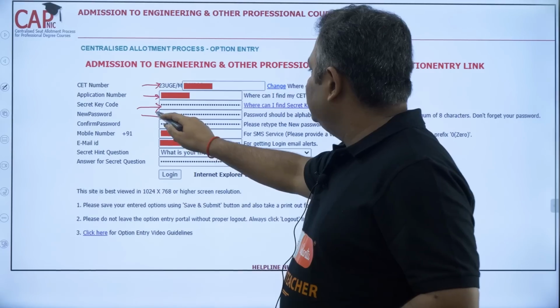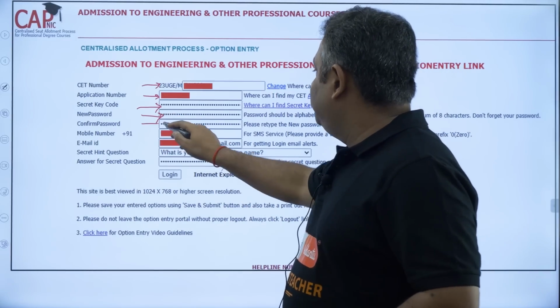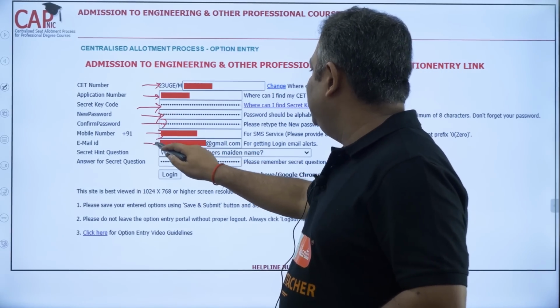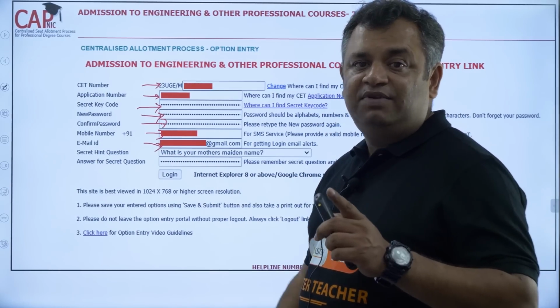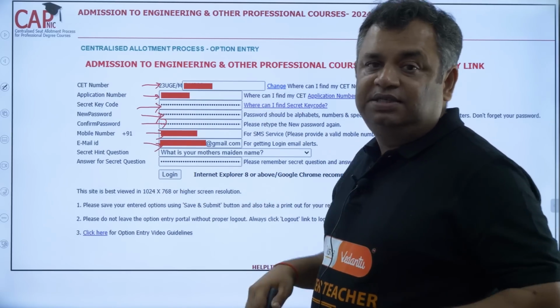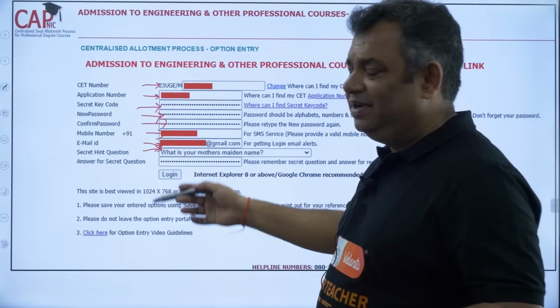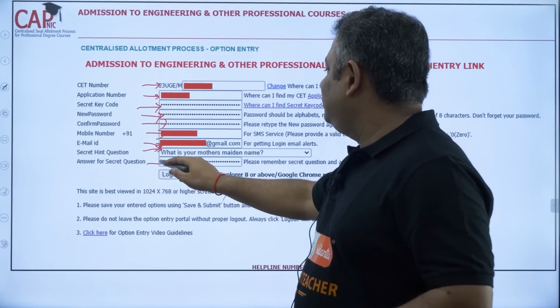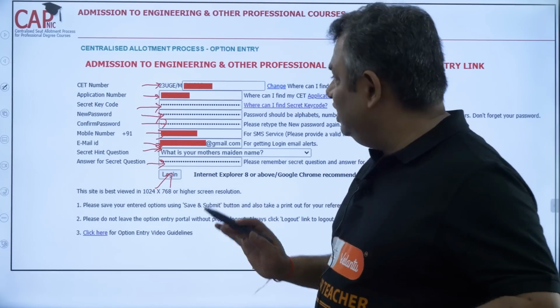Then you put a new password, the password with which you would like to operate this account. Reconfirm the password, put the mobile number and email ID, only the mobile number and email ID which you have, and which is going to work till the end of the allotment. Then a secret hint question, like when you open an email account, you have a hint question, and the answer to that secret question, and you click on login. Simple. Till now, very simple.